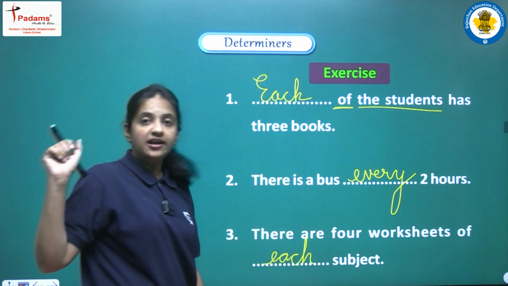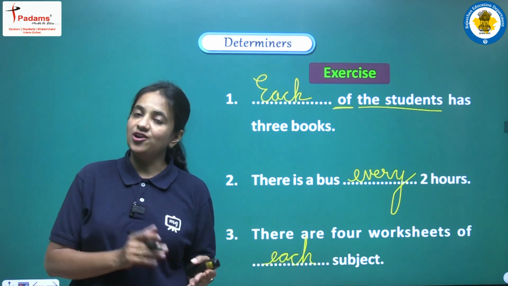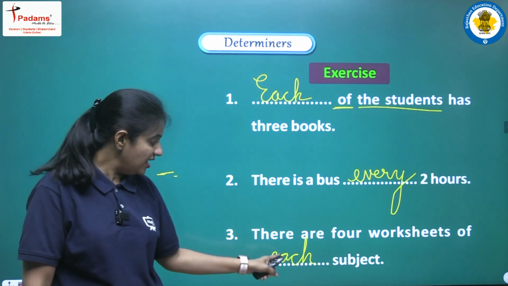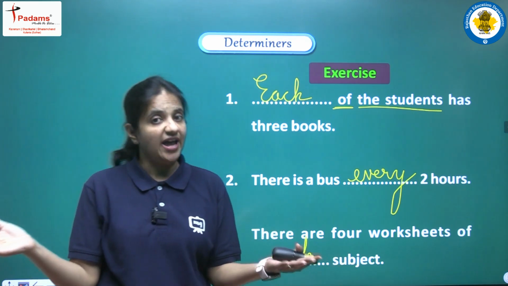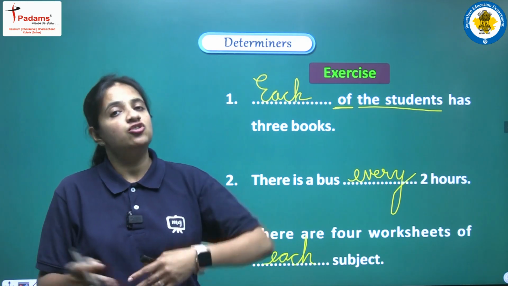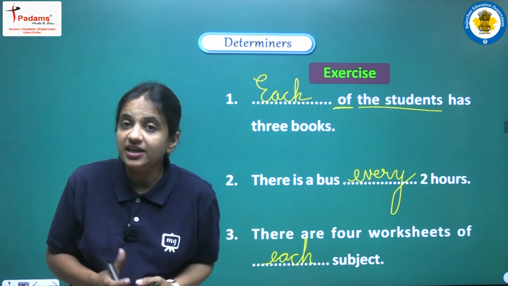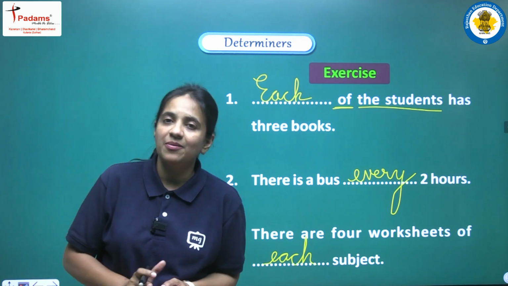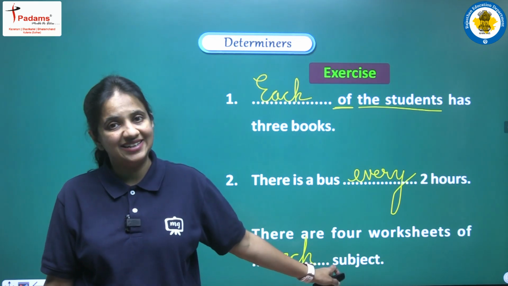I hope the reasons are clear as to why we are writing these determiners, right? Because the reason should be clear, and only then will you be able to solve all the sentences on your own. So here we are using each. Why? Because we are talking about all the subjects individually. Whether there are 3, 4 or 5 subjects, all subjects have 4 worksheets. And this is the reason we are using each in this sentence, because we are talking about each subject as an individual.